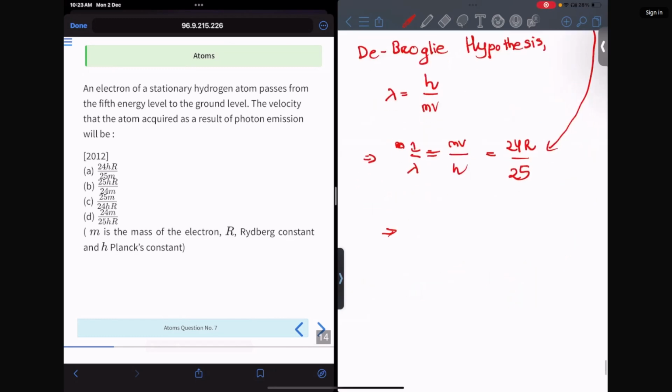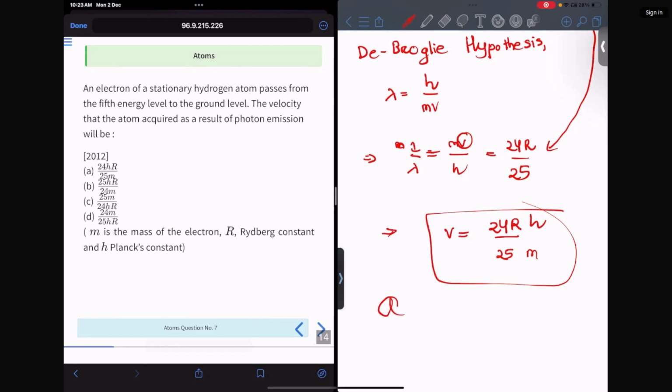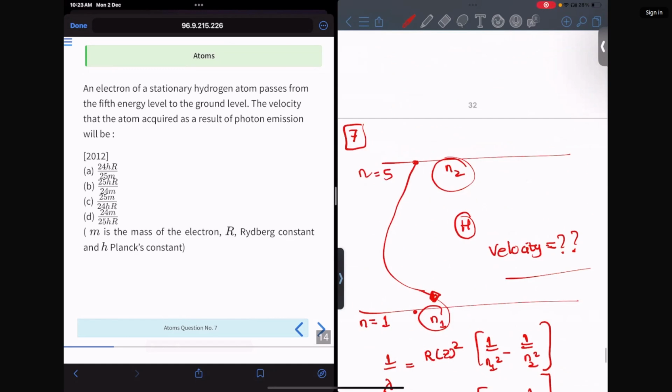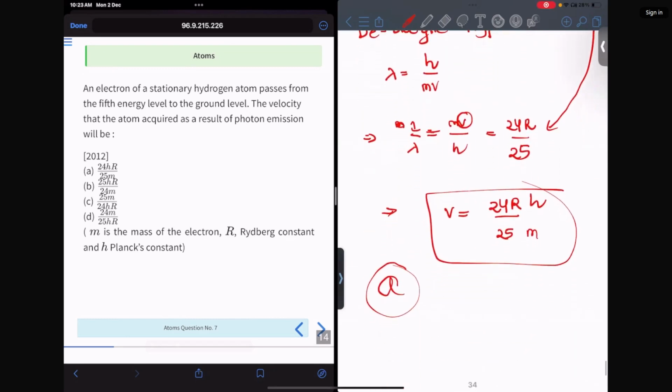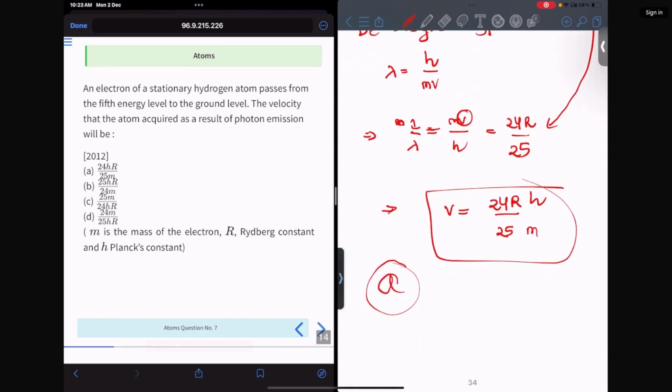So you had to find out the velocity. So velocity here becomes 24Rh upon 25m. So v equal to 24Rh upon 25m. Option number A. Okay, did you understand what I did? They had given you two values of n, then we had to find the velocity. So this is how you find the velocity of the electron which has been emitted.